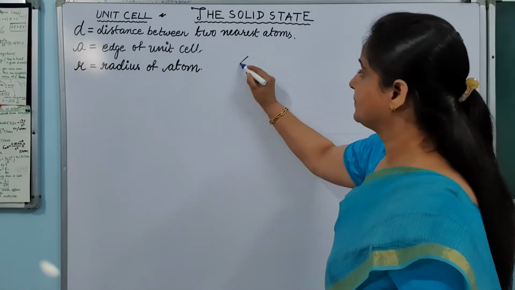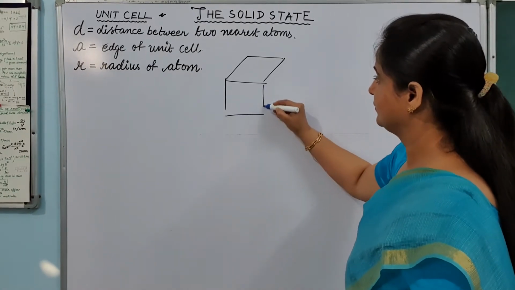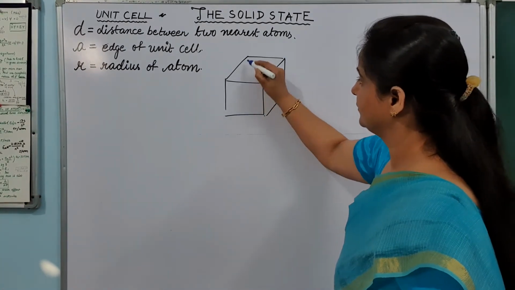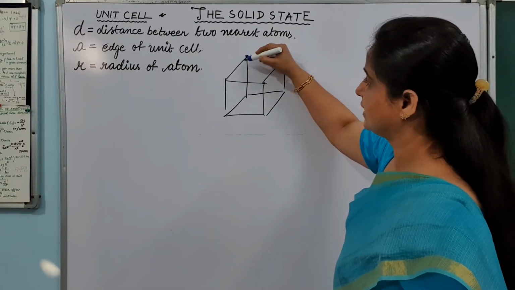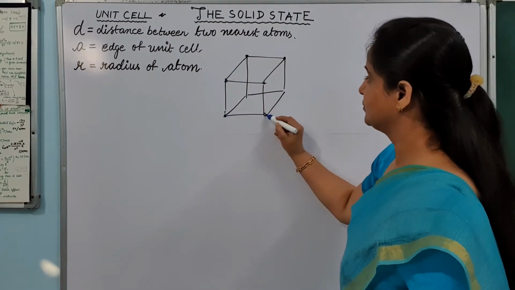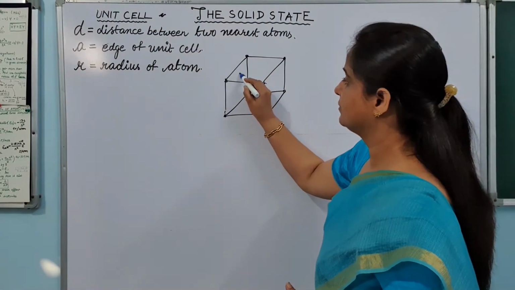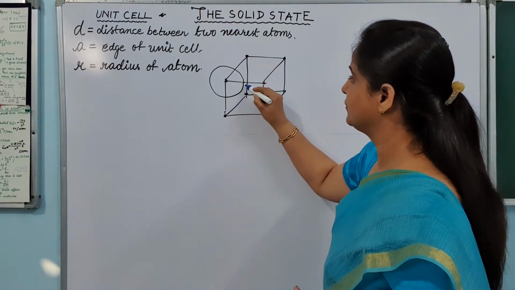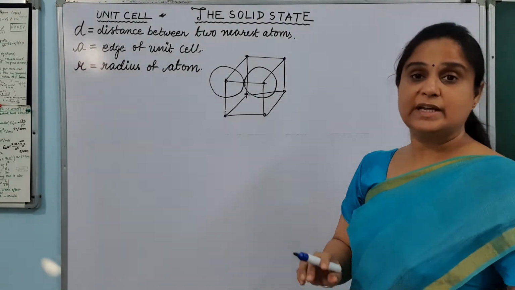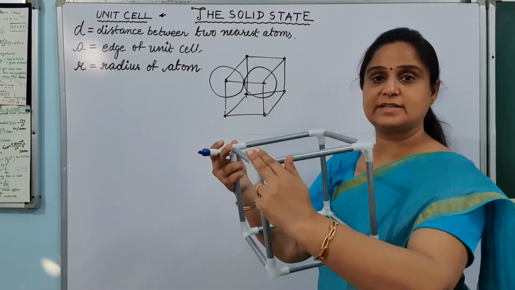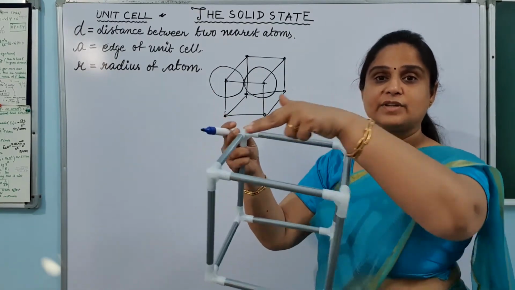So here I am drawing the cubic unit cell. And these are the lattice points. As I told you, here the atoms are lying. So these are the lattice points. And if I draw the atoms here, one atom is connected with another atom like this. Now, in this model, what is the edge of the unit cell? This is the edge. This is the edge. This is the edge.